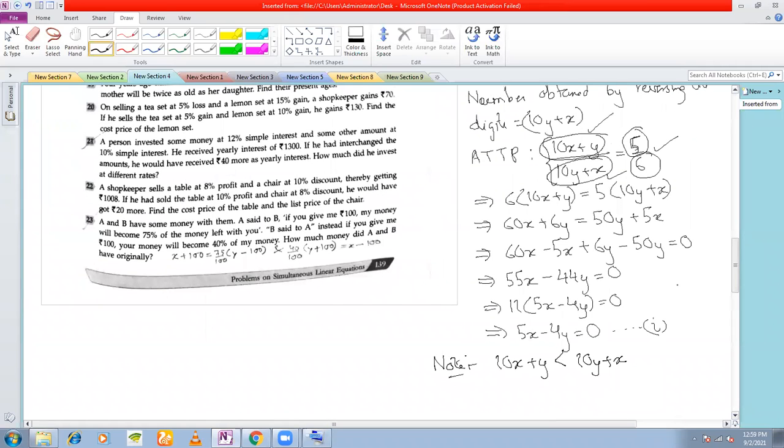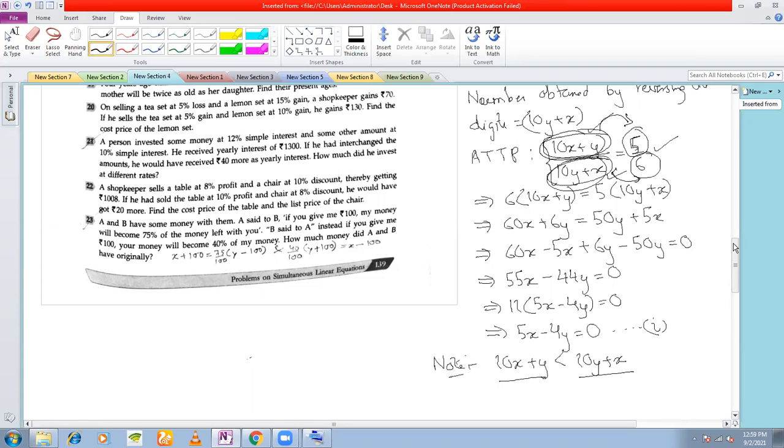Sir, could you explain once again? If I have a fraction x by y equal to 1 by 2, can I say x is less than y? Yes, sir, because x corresponds to 1, y corresponds to 2. Similarly, same reasoning here. 10x plus y corresponds to 5 and 10y plus x corresponds to 6. That means obviously 10x plus y must be less than 10y plus x.